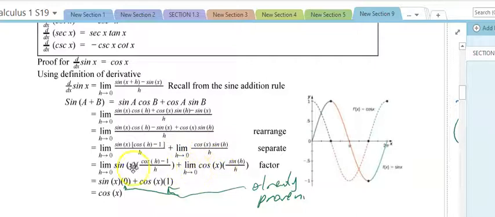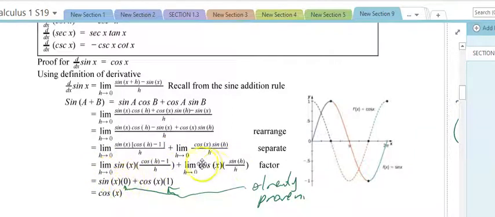And if we just separate them out a little bit to let them look like some things that we've been looking at, we have the limit as h approaches 0 of sine of x times (cosine of h minus 1) over h. Notice this cosine of h minus 1 over h looks like the thing that we did earlier with the cosine of x minus 1 over x, and we know that the limit as h approaches 0 of that was 0.